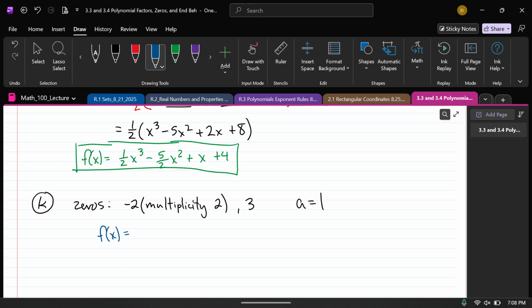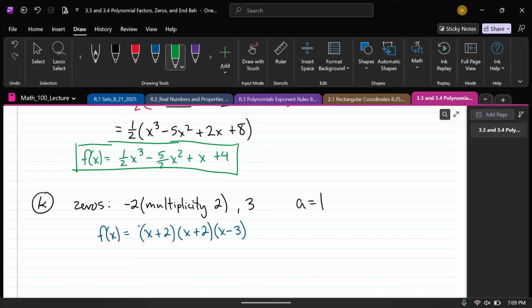What's the factor for x equals -2? X plus 2. How many times is that a factor? Twice. I'm going to write it 2 times. I'm not even going to write the step where I put a squared on that, because I'm going to have to write it out twice anyway. What's the factor for the 3? It's x minus 3. Boom.